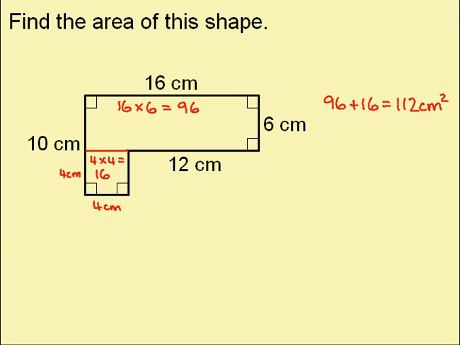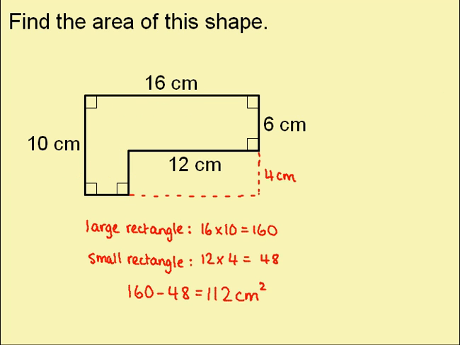Just out of interest, I chose to split it with a vertical line, but if you do a horizontal line, you'll get different working out, but you'll still get the same answer. And finally, just to show how creative you can sometimes be in maths, some people might like to do a large rectangle, which would be 16 times 10, and a small rectangle, which would be 12 times 4, and then subtract to get the L shape that's left over.